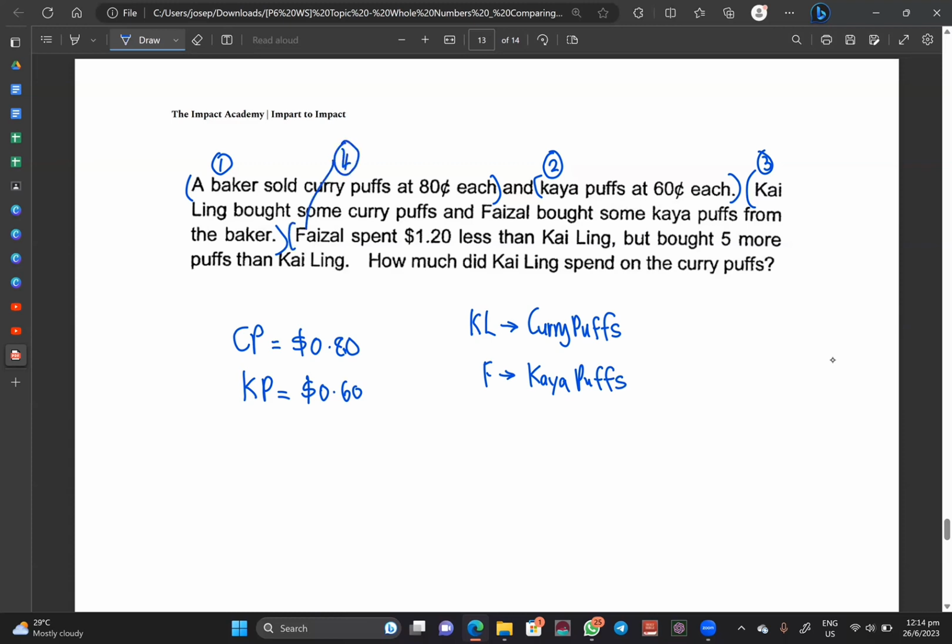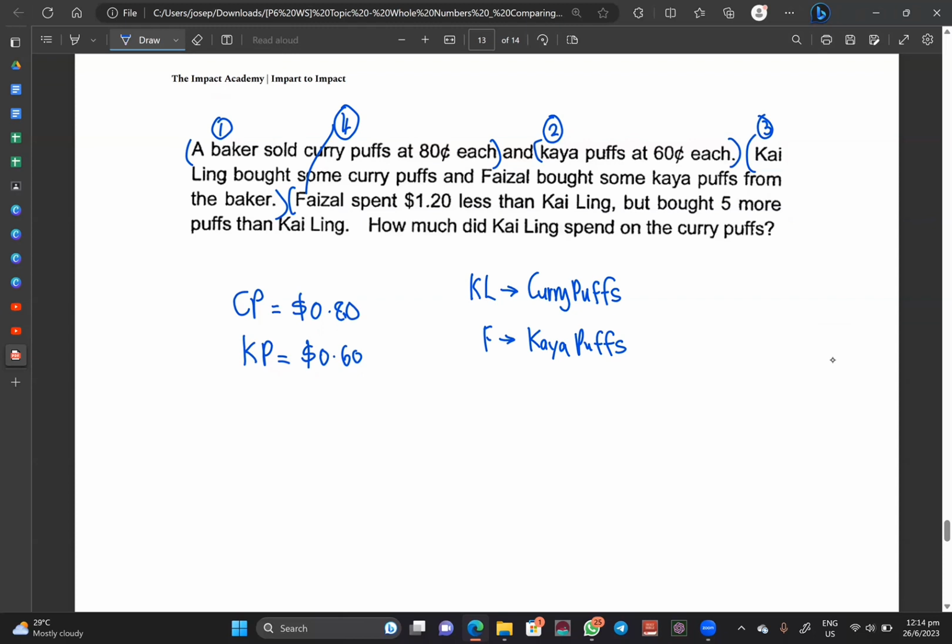Sentence number 4 says Faisal spent $1.20 less than Kai Ling. When I see that Faisal spent $1.20 less than Kai Ling, I want to stop here. I know this is a comma, but don't continue on. A lot of students think that every sentence has to be from the start all the way to the comma or to the full stop. No, no, no, that's not true. You can stop at the comma or you can stop at wherever you feel that you can write down something.